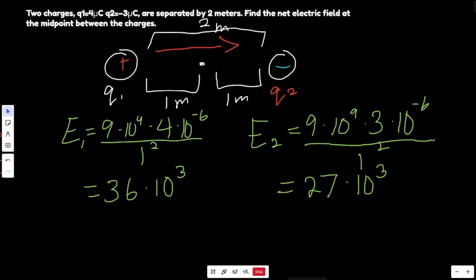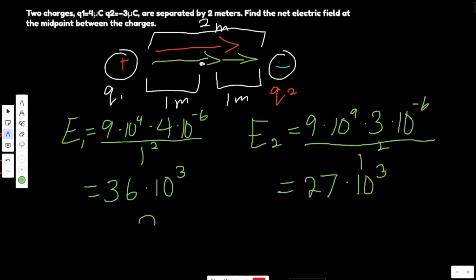So now from here, we have to determine whether or not we're going to subtract or add these two electric fields. Now we can see that negative fields will have their fields going towards them, and the positive field is also going towards the negative. So both of these fields will actually add up. So we'll have 36 times 10 to the power of 3.